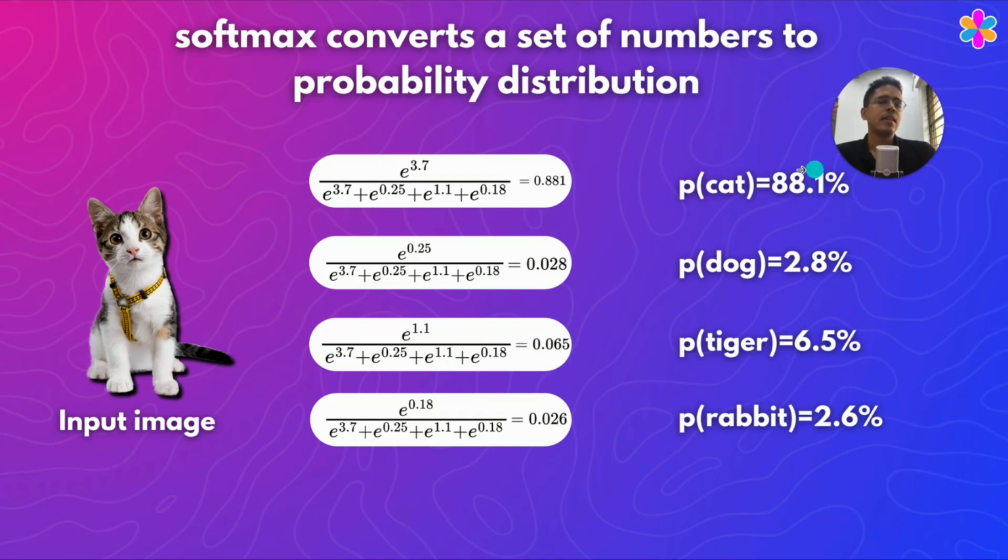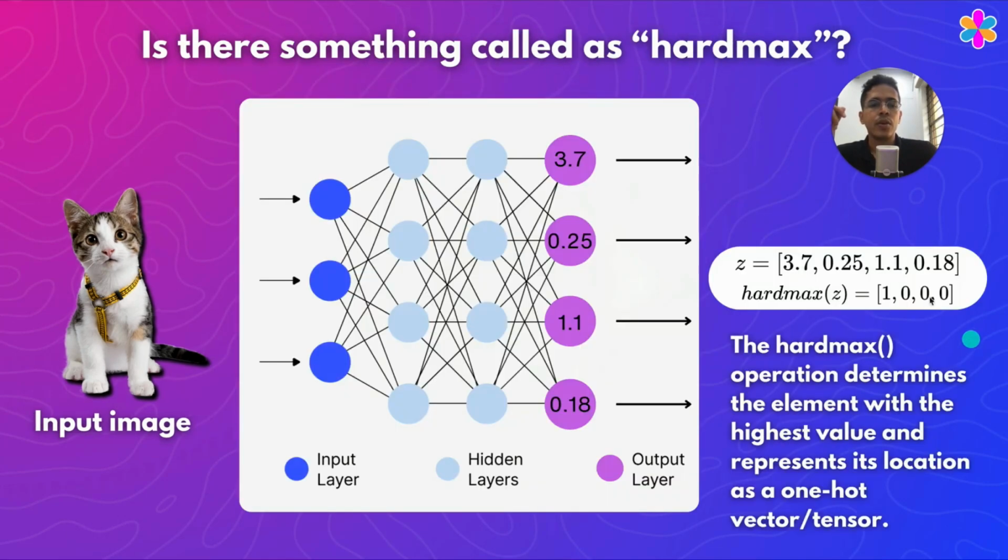But imagine this number is set to 100% and the others are set to 0, 0, 0. So if your requirement is to not give a probability distribution, but rather say this is 100% cat, or you just want to say one thing, then you can use something like Hardmax. That's basically the difference between Softmax and something like this, which looks like a one-hot encoding.